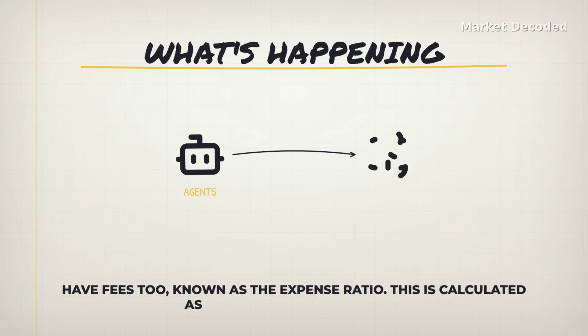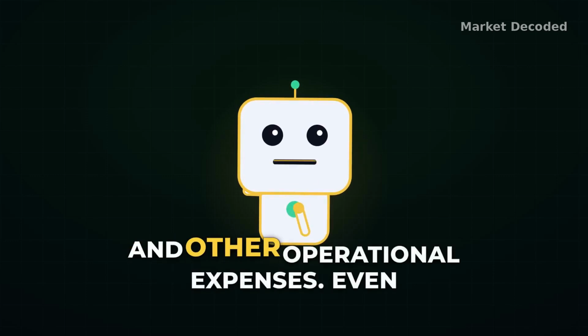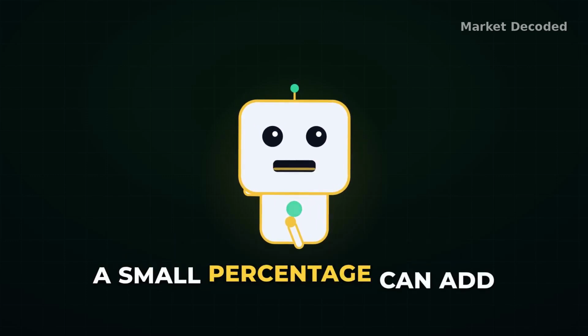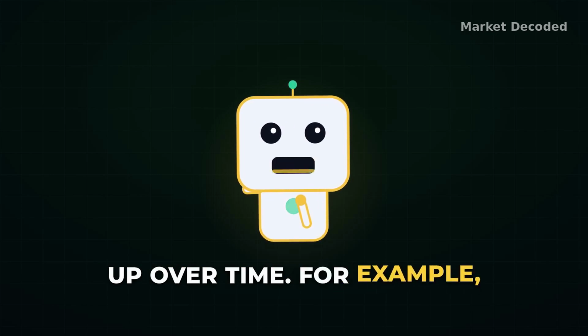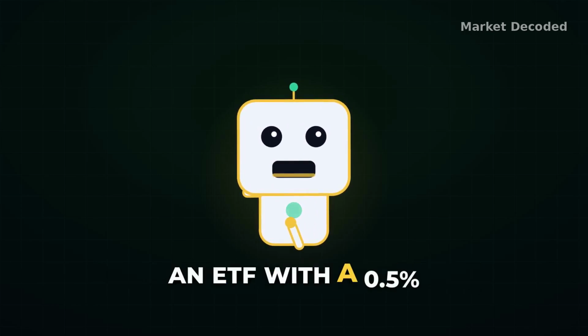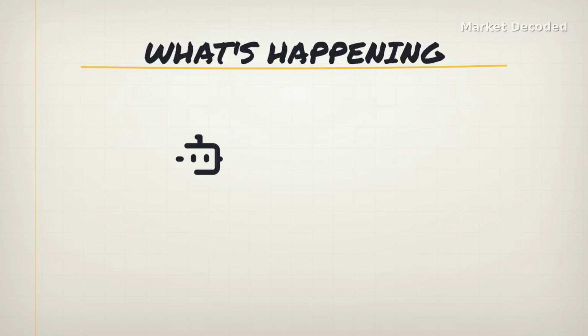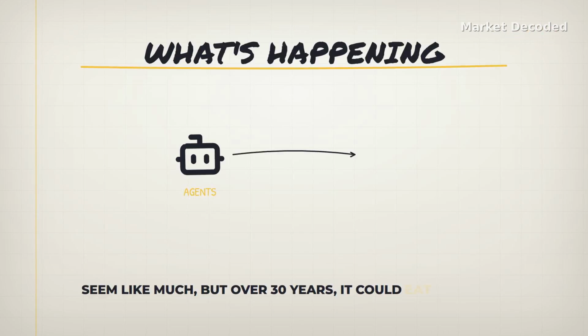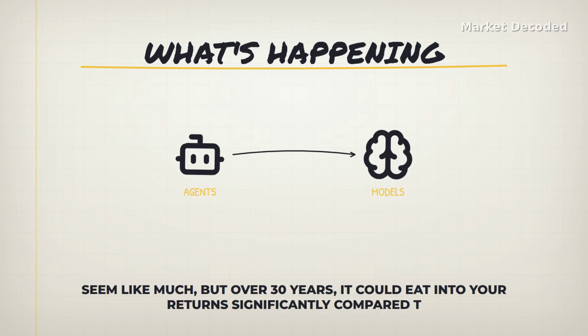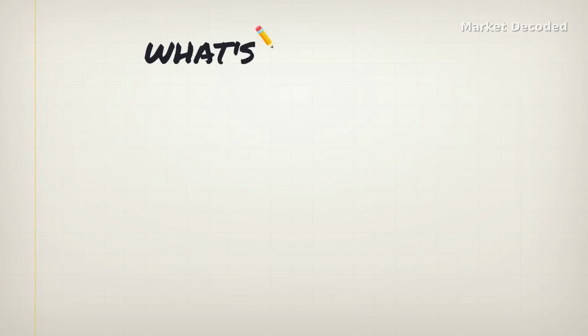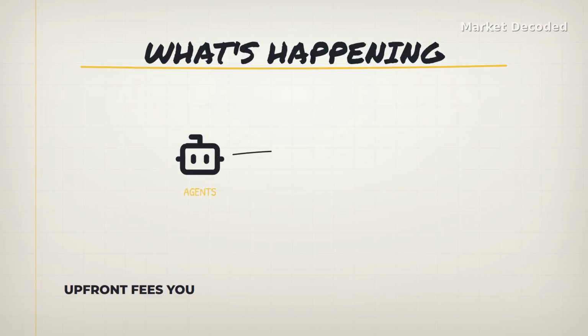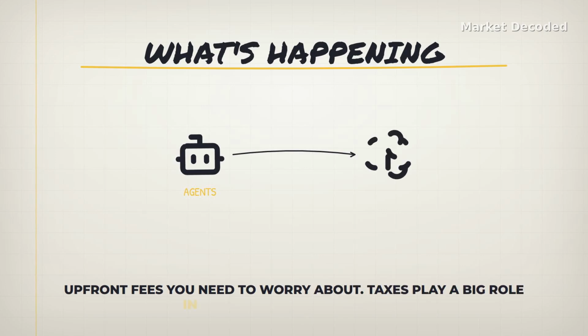This is calculated as a percentage of your investment and typically covers management fees, administrative costs, and other operational expenses. Even a small percentage can add up over time. For example, an ETF with a 0.5% expense ratio might not seem like much, but over 30 years, it could eat into your returns significantly compared to a fund with a lower fee. And here's the surprising part. It's not just the upfront fees you need to worry about. Taxes play a big role in your net returns.